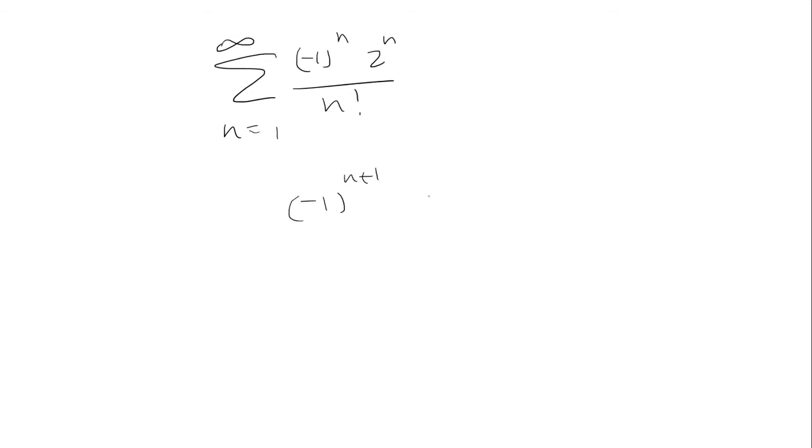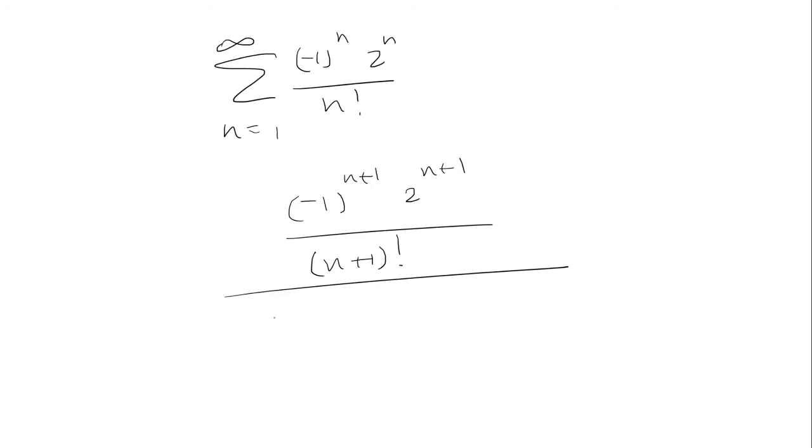Now let's look at another example. We have the sum from n equals 1 to infinity of negative 1 to the n, times 2 to the n, over n factorial. So we're going to look at the n plus first term. And this one we're going to need the absolute value because we're dealing with a negative 1 to the n power. So this will be alternating between positive and negative. Okay, so we'll have negative 1 to the n plus first, 2 to the n plus first, over n plus 1 factorial. And then it's going to be all over the nth term.